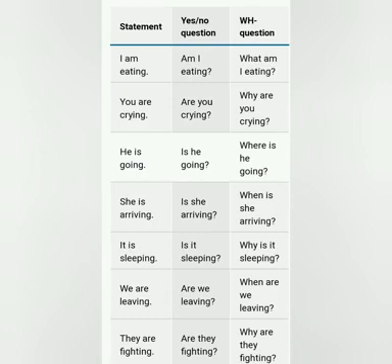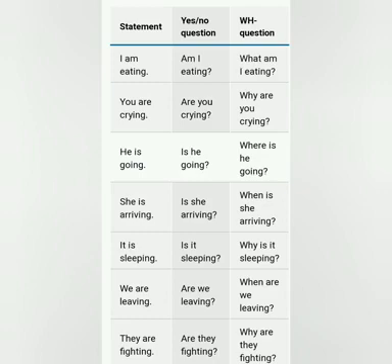The statement is, I am eating. Yes, no question: am I eating? WH question: what am I eating? Okay, children, we will follow this chart and try to read and understand. You are crying. Are you crying? Why are you crying? He is going. Is he going? Where is he going? She is arriving. Is she arriving? When is she arriving?